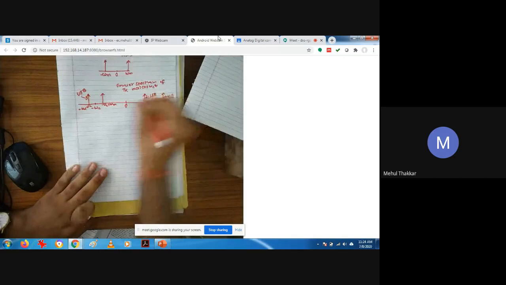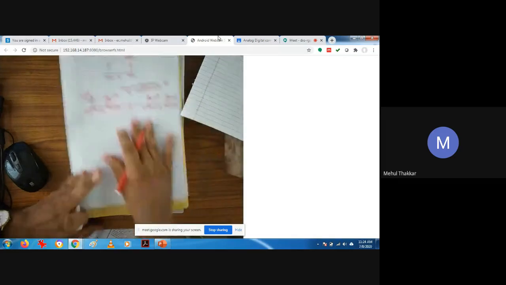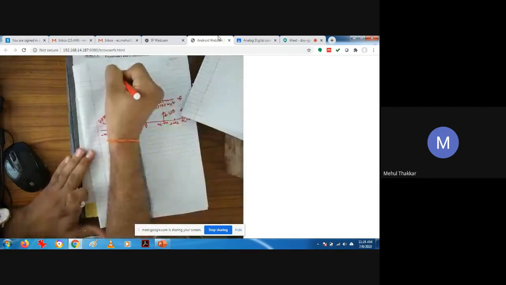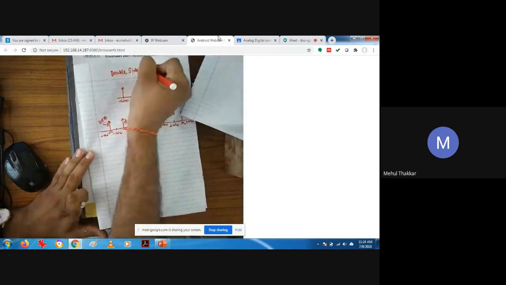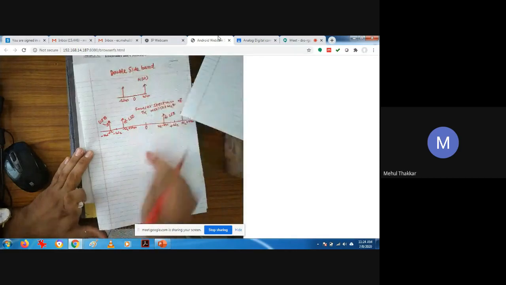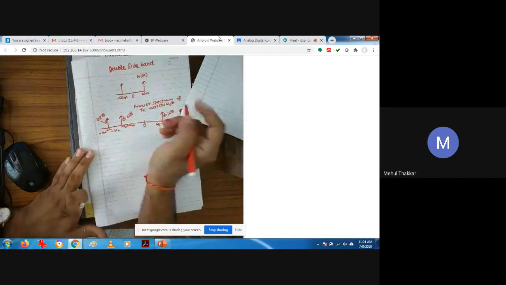Okay, so this is double sideband. Whatever we are discussing right now is double sideband. It contains both the sidebands. After this, we will cover single sideband content.